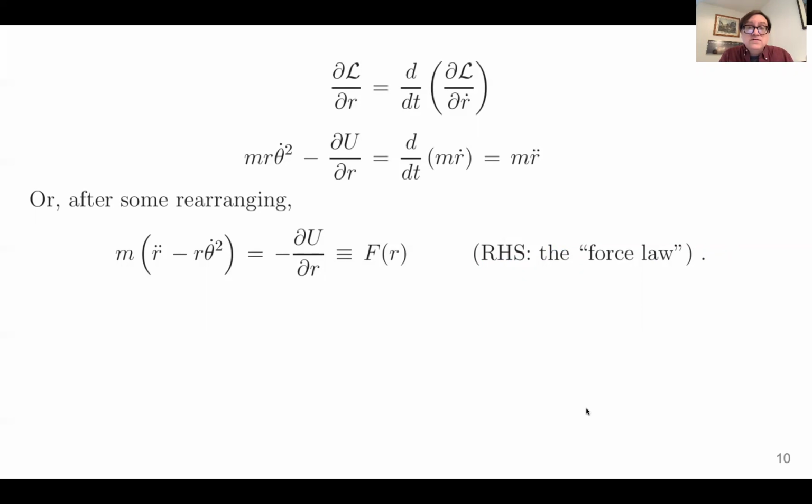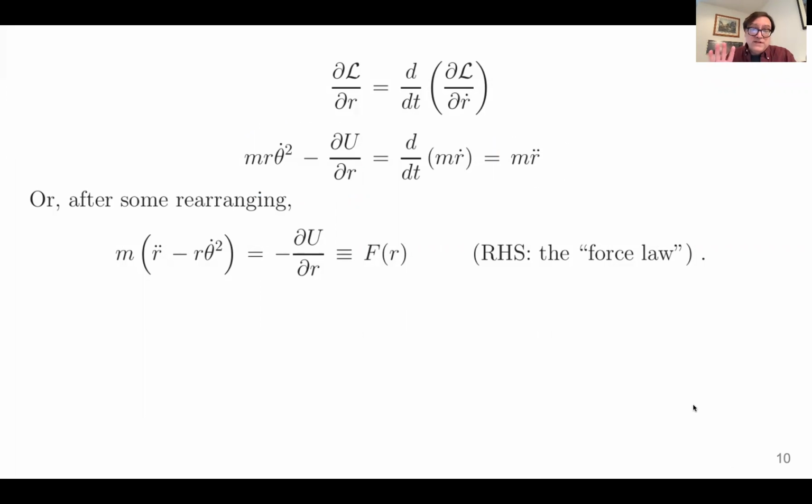There are two different terms with r dependence. So there's going to be two terms for the partial derivative with respect to r, and one term with respect to r dot, that's just the acceleration. And we can rearrange things a bit. And this really is just F equals ma, Newton's second law, again, as we've seen. But it's just now written in the particular coordinate system that we've chosen.